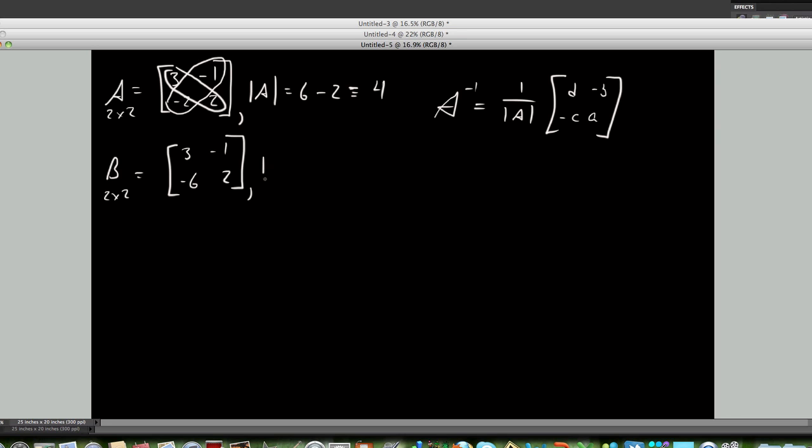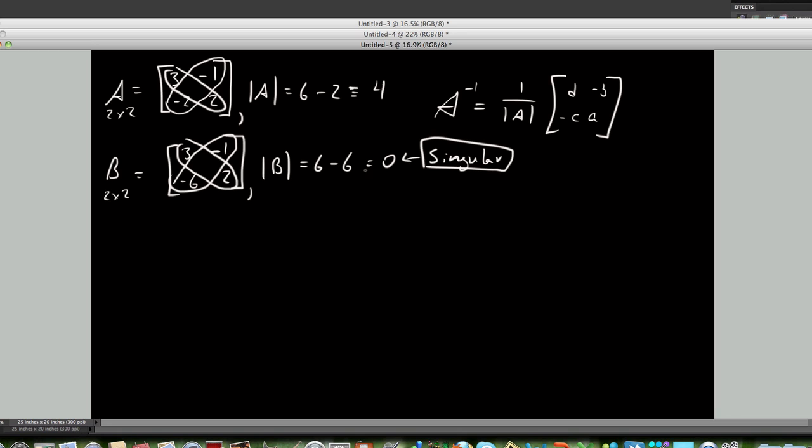And down here, the determinant of B is the product of the main diagonal. So 3 times 2 is 6, minus negative 6 times negative 1, which is positive 6. 6 minus 6 is 0. So recall that we call this a singular matrix. And if you remember from my last video, singular matrices, I'm sorry to tell you this, just don't have inverses.